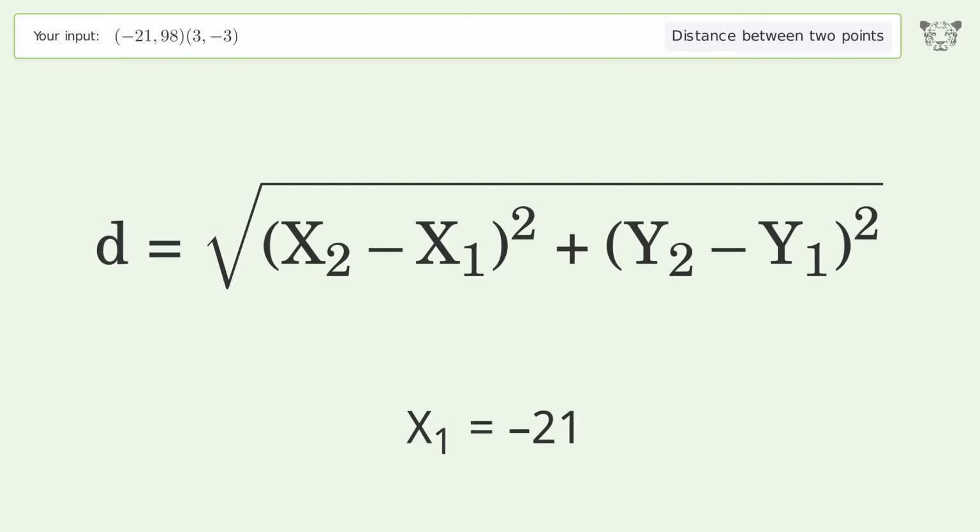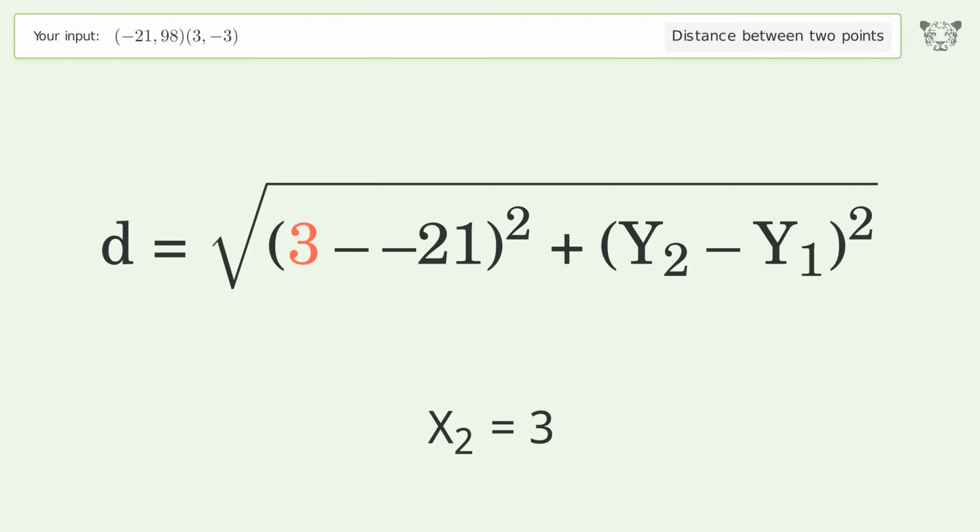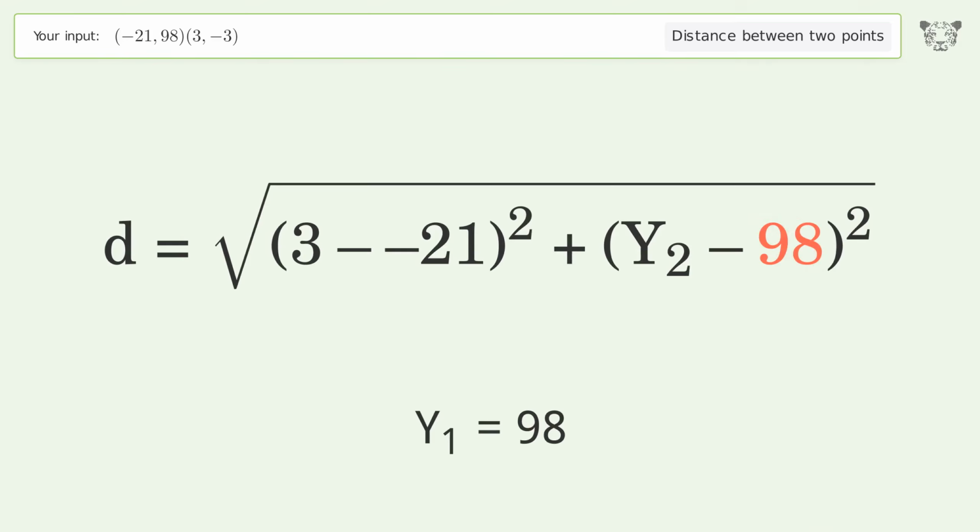x1 equals -21. x2 equals 3. y1 equals 98. y2 equals -3.